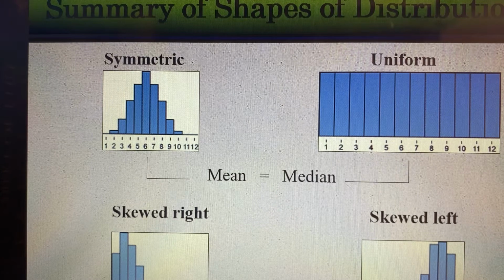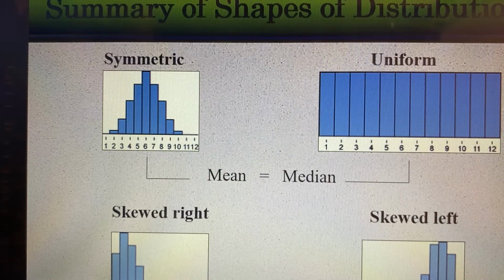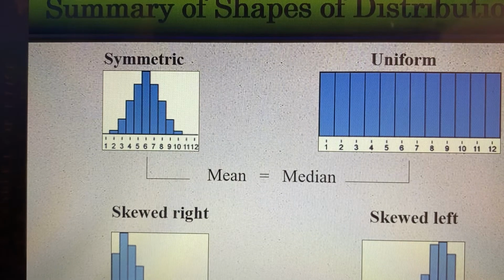We're almost done. Summary of shape distributions. So we talked about 4 of them: symmetric, uniform, skewed right, skewed left. Symmetric, if I draw a line down the center, it's going to split it equally on both sides, or approximately equal.